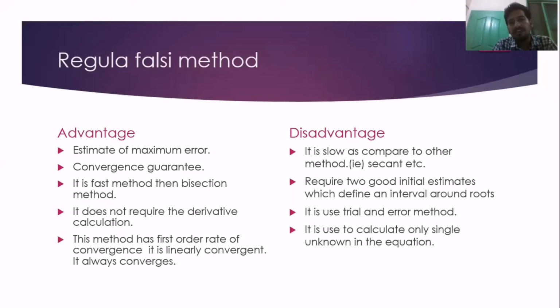Now some disadvantages of Regula Falsi or false position method. It is slow as compared to other methods like secant and Newton-Raphson. It requires two good initial estimates which define an interval around the roots. It uses a trial and error method. It is used to calculate only a single unknown in the equation.